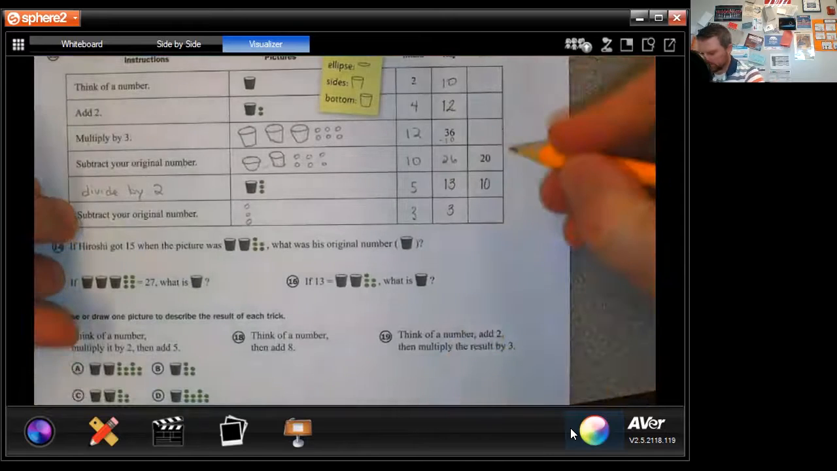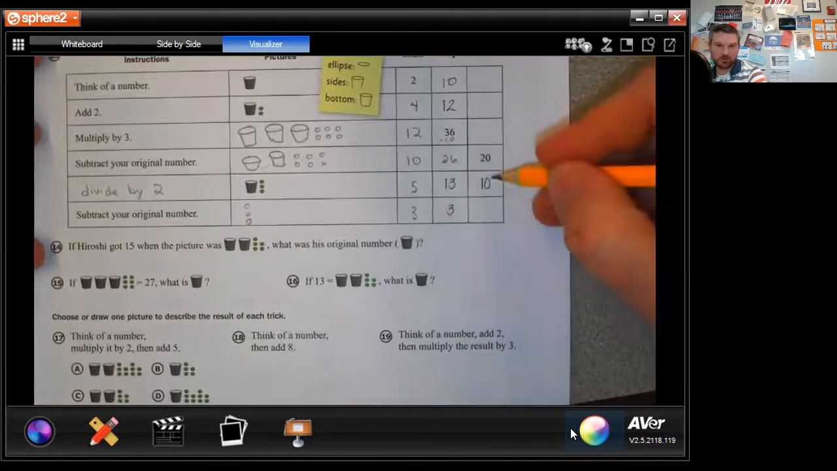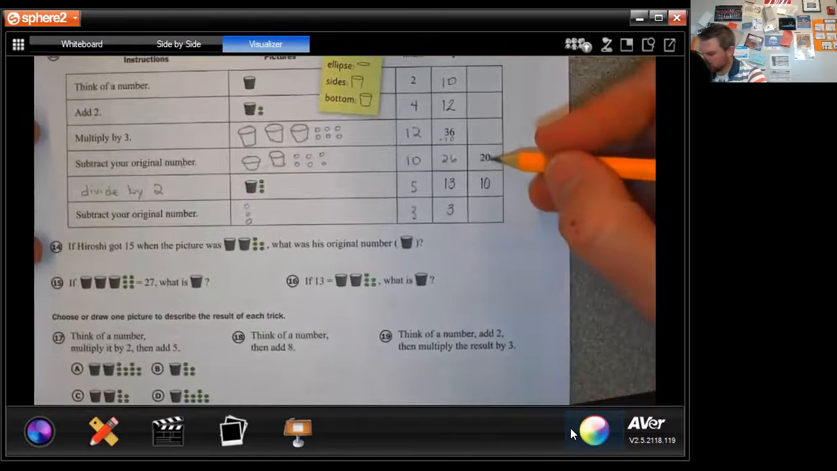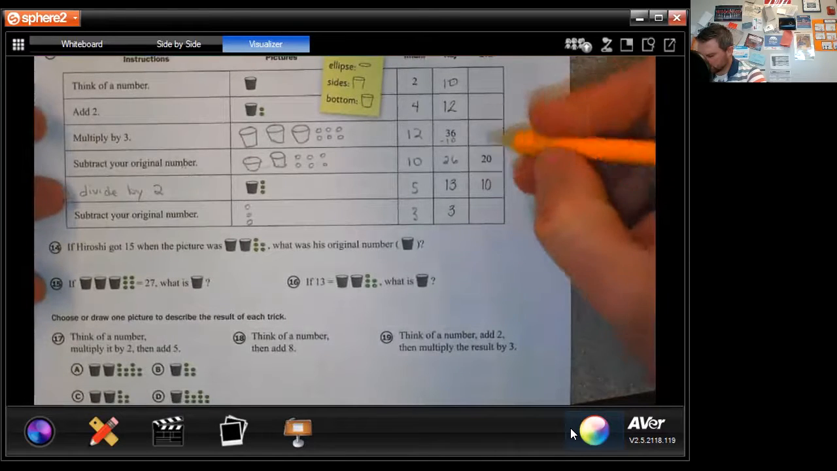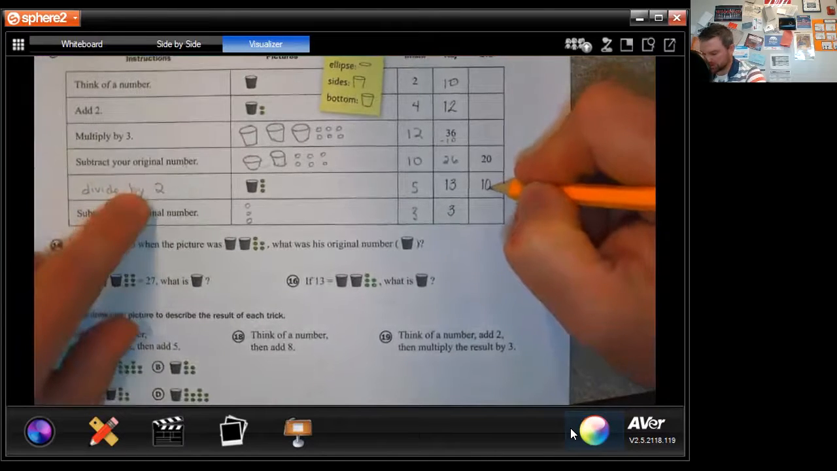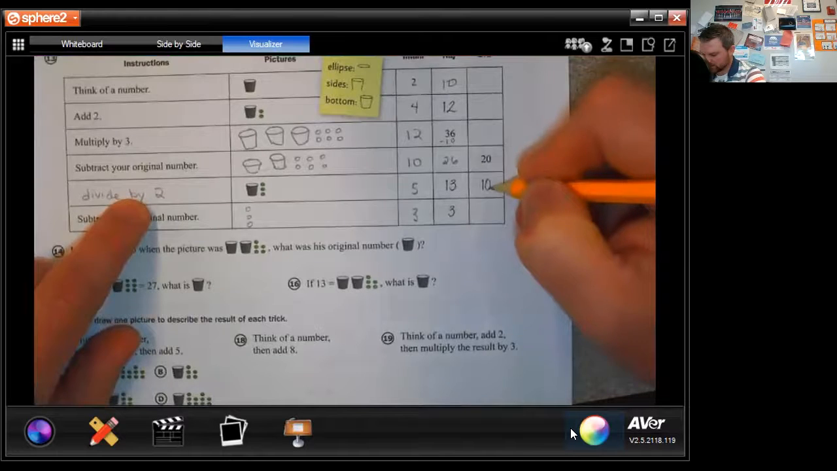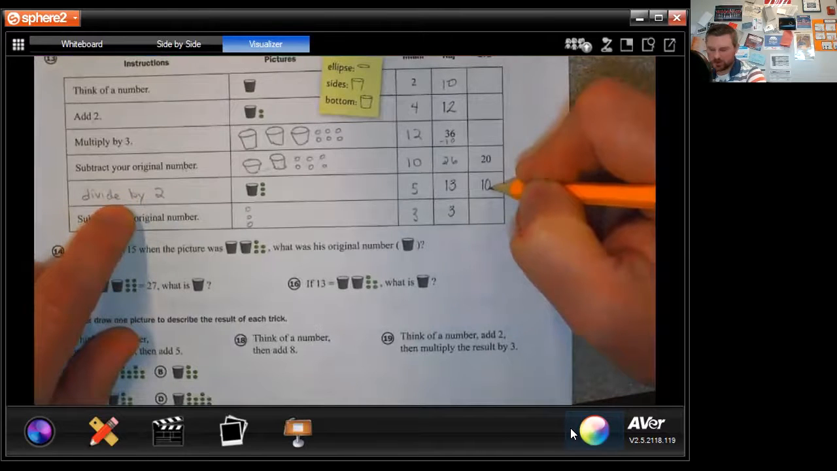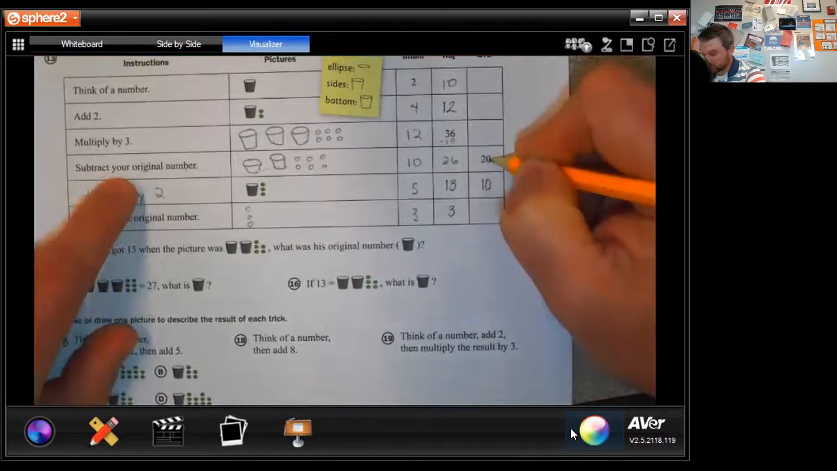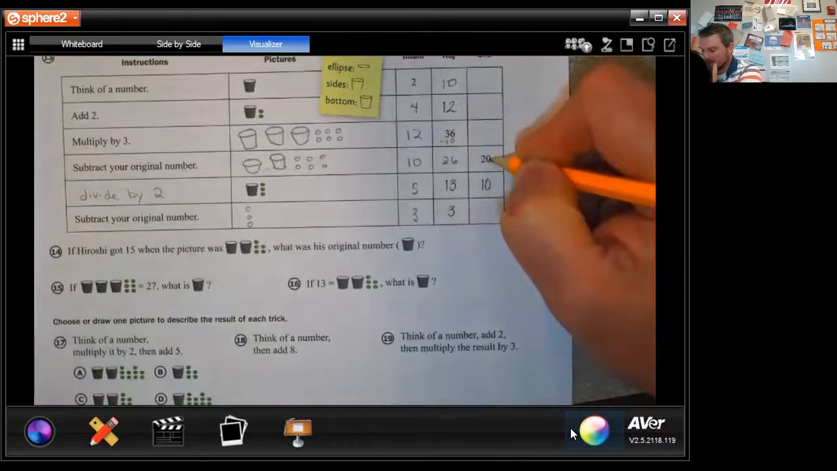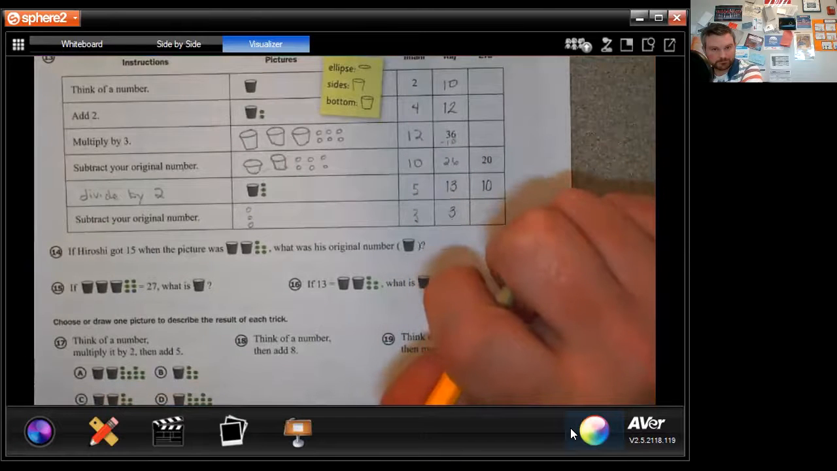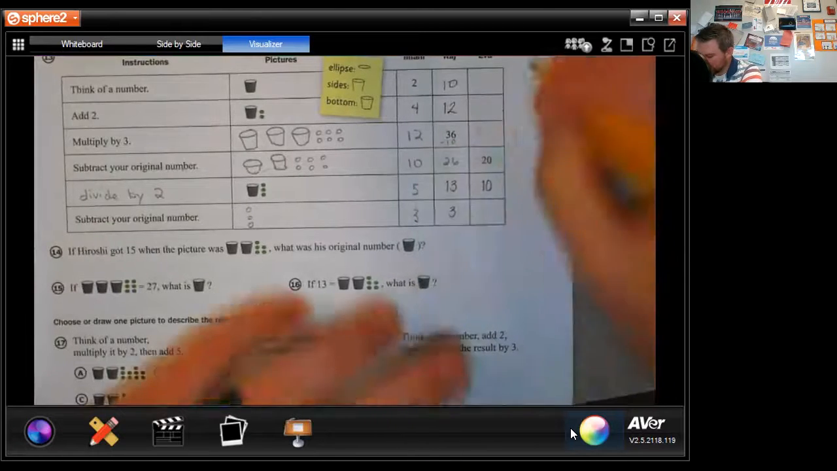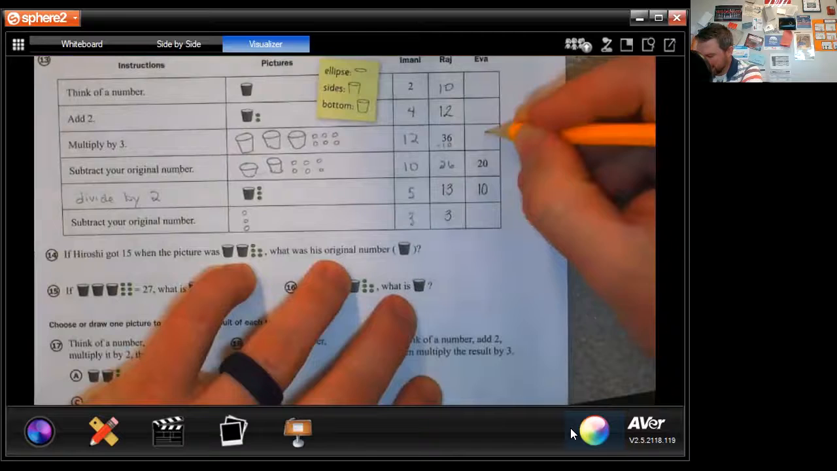Okay. Now, this one up over here is a little more difficult. We start way down here. Okay. So you had 10, divide by 2. Well, instead of divide, we're going the opposite way. So instead of dividing by 2, now we're going to multiply by 2. So 10 times 2 is 20. Okay. Subtract the original number. Well, I don't know what my original number is, do I? Okay. So I can't go that direction. I can't add that original number.